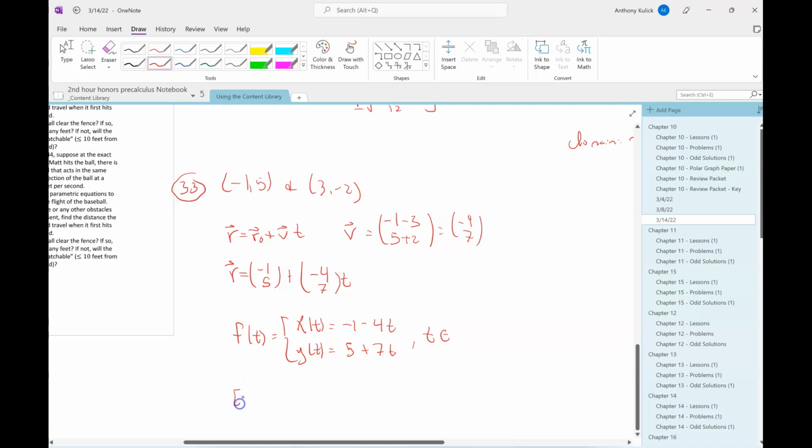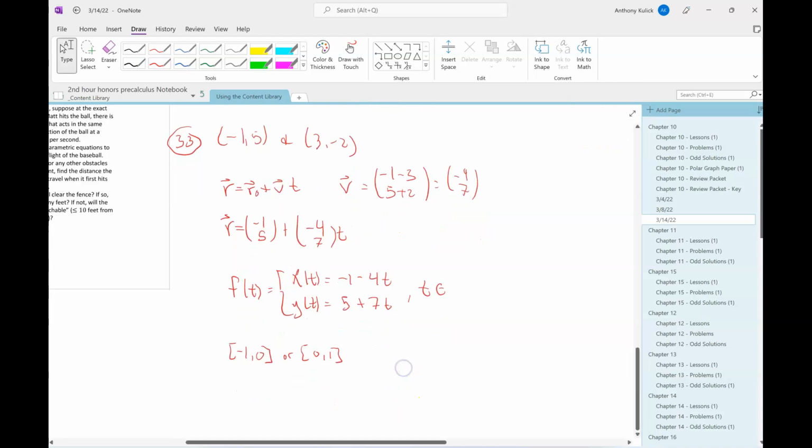Now, the nice part is that my interval for t is either going to be -1, 0 or 0, 1. As long as you're using the vector equation for a line, that'll always be the case. To figure out which one it is, we take our vector equation for the line and do a guess and check. We'll try plugging -1 in and see what we get. When I do that, I get -2, which is the other point, correct? So I'm going to do -1, 0.